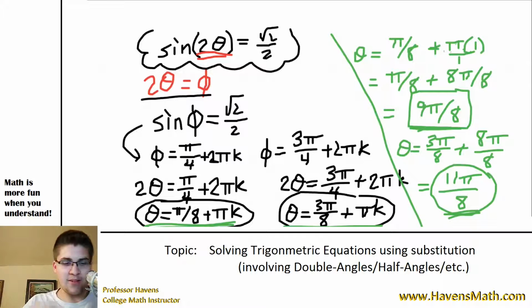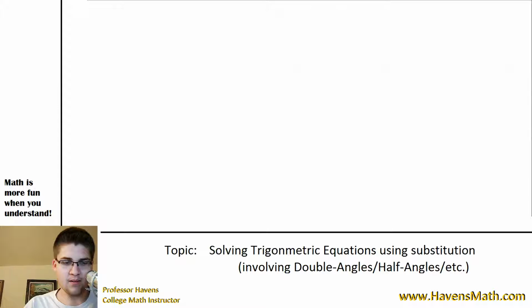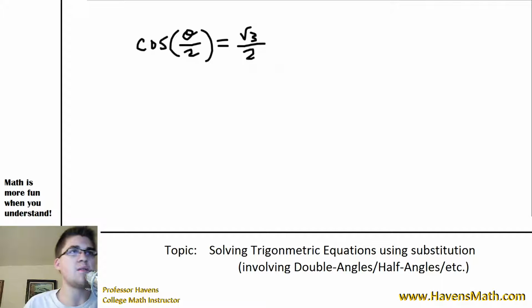Okay, so let's move on to another example. Let's do a half angle. Let's say we had cosine of theta over 2 is equal to, I don't know, let's say root 3 over 2. Let's do ones on the unit circle so that we don't have to use an inverse to calculate them.